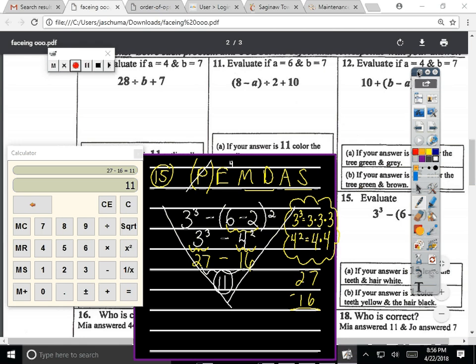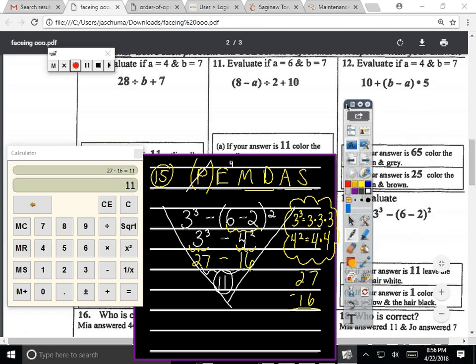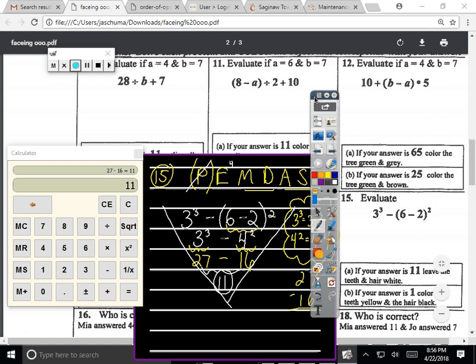I want to go back here and move my toolbar a little bit if I can. Come on, toolbar, you can do it. And for number 15, do we see a choice of 11? Did it go okay? Oh, if your answer is 11, leave the teeth and hair white. Good news, you don't have to color anything for that one. And we would write down a final answer of 11.